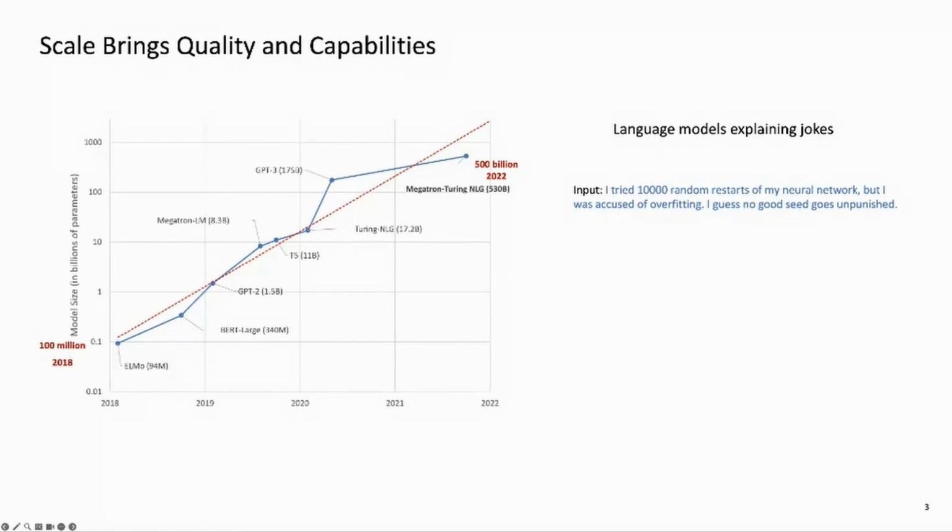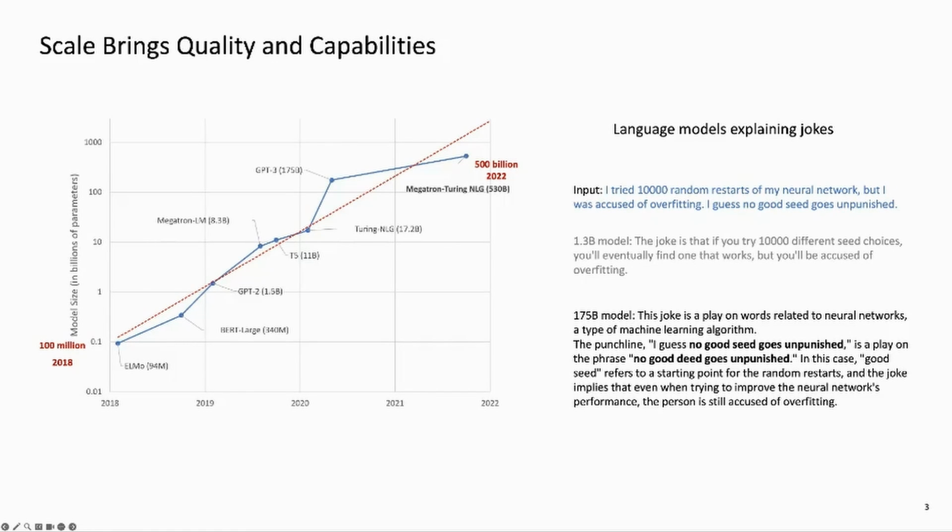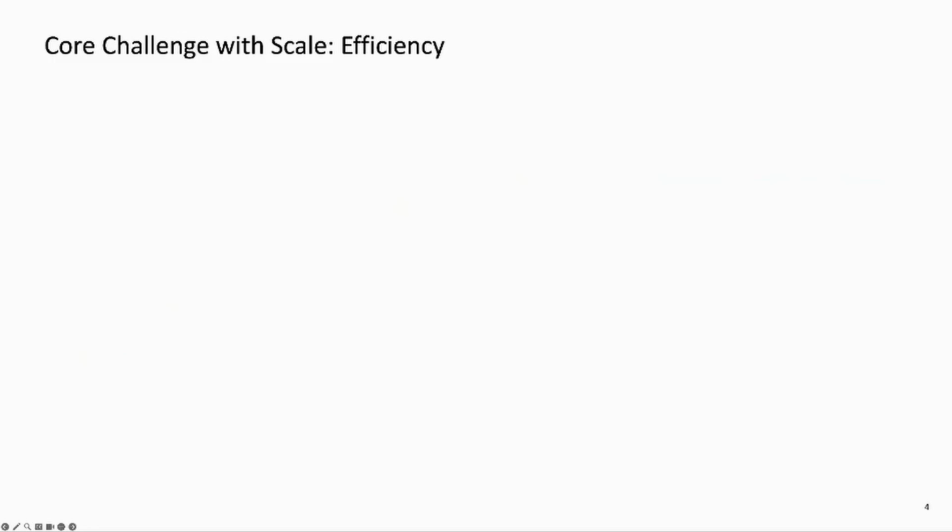I tried this with a 1.3 billion parameter model, and it didn't understand the joke. When I asked it to explain, it essentially just repeats the punchline. But when I tried with a 175B model, it understands the joke. It understands there's a pun with no good deed goes unpunished. So this is amazing, right? Scale is now more closely tied to advances in machine learning than ever before. And with scale comes a core challenge, which is efficiency.